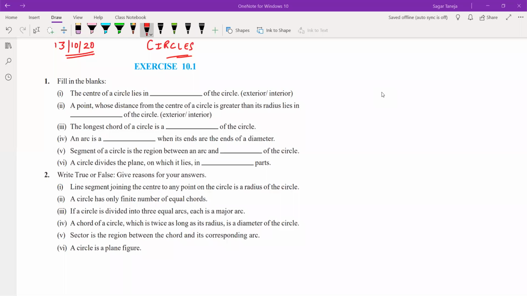So today we are going to start with exercise 10.1, circles. And you have to do this exercise in your fair notebook.